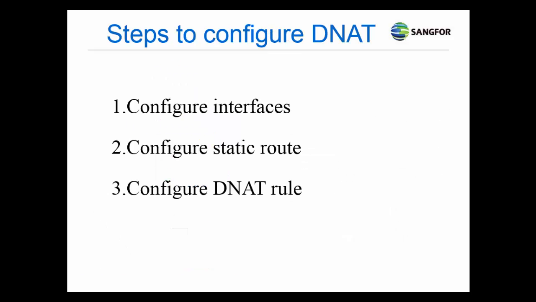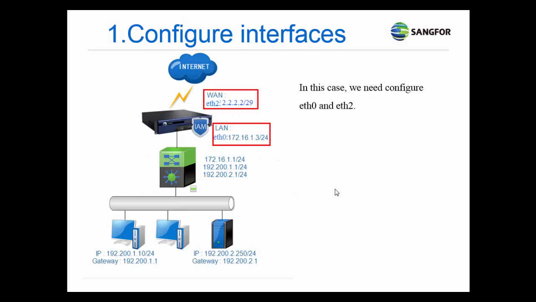There are three steps to configure DNAT. First, configure the interface. Secondly, configure the static route. And lastly, configure the DNAT rule. In this case, we need to configure ETH0, which is the LAN port, and ETH2, which is the WAN port.